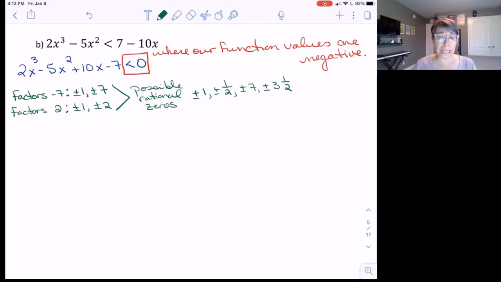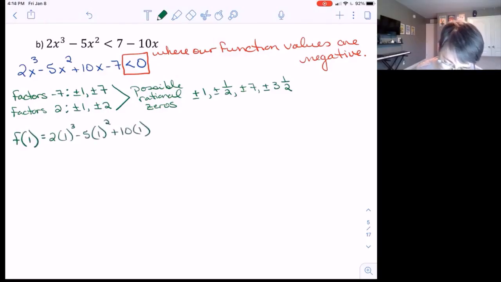So now we can plug in some of these values into our function to see which one of those might give us 0, and we can reduce it. I would start with something small, like maybe positive 1. Since we already have some negatives in there, let's try f of 1. We get 2 times 1 cubed minus 5 times 1 squared plus 10 times 1 minus 7. And that does, in fact, give us a 0. So we know that 1 is an x-intercept, a 0 of this polynomial.